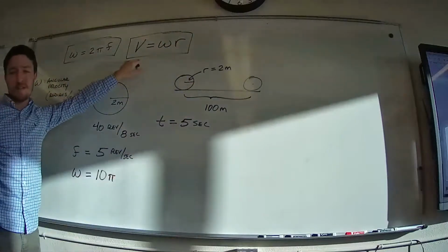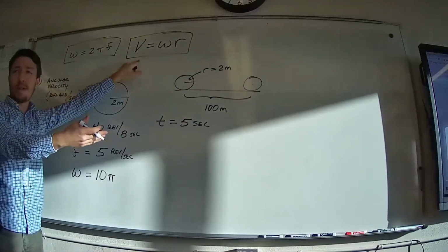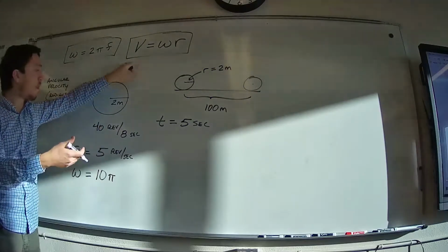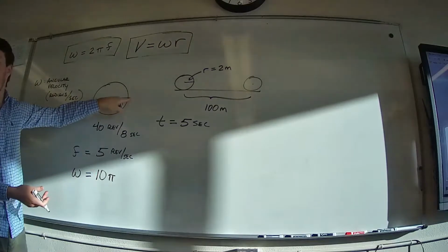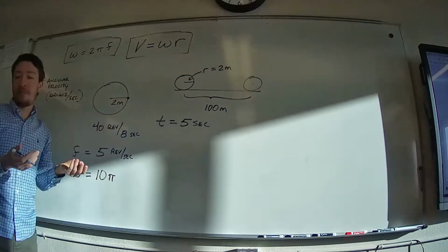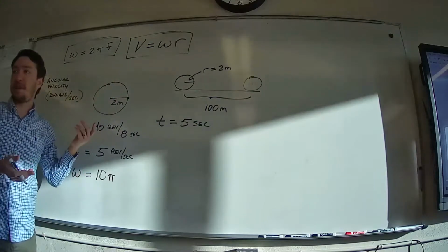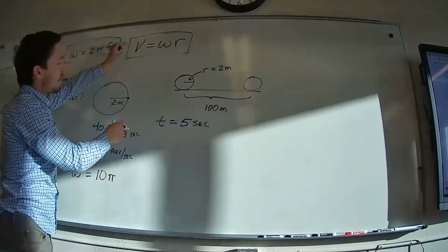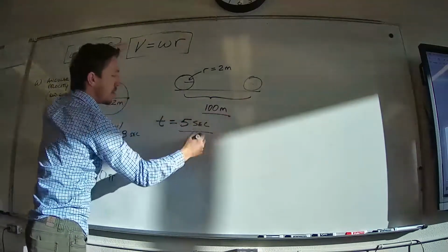Now that V can represent just the velocity of a rolling object, right? So things rolling, or it could be a point on a spinning disk. So it could be like this point right here. For example, if I want to know how fast it's going, I would use the same formula if I knew omega. Okay. So which of these letters can be very obviously got from these two numbers?